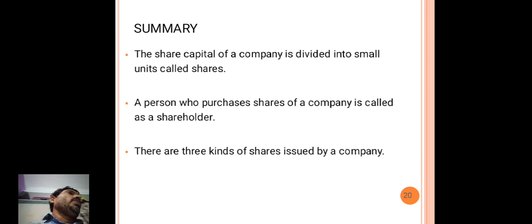The equity shares are called ordinary shares. These shareholders are called the owners of the company. The equity shareholders have a special right of vote: one share, one vote. They can participate in the company's meetings, and they have a right to vote.